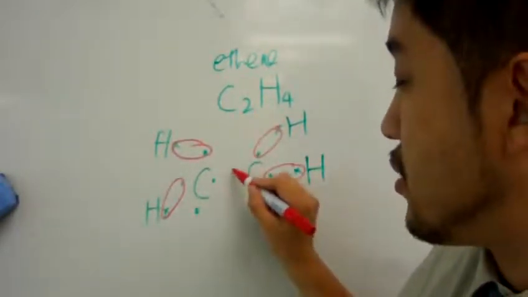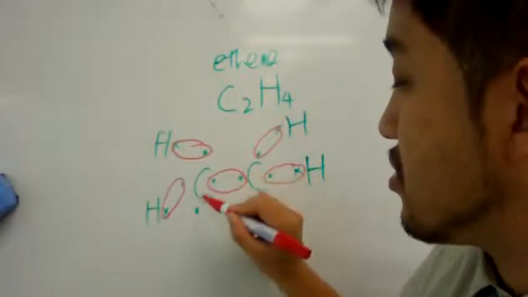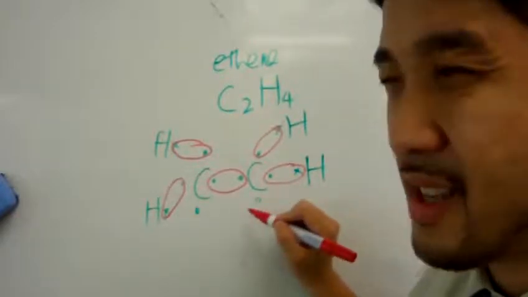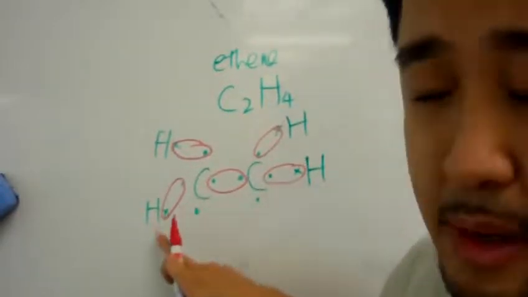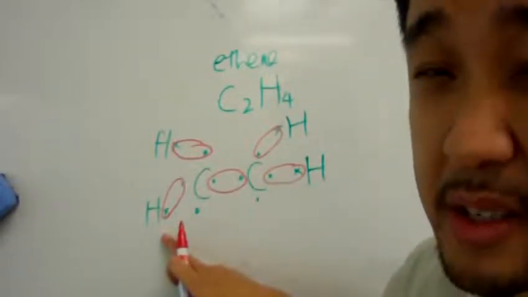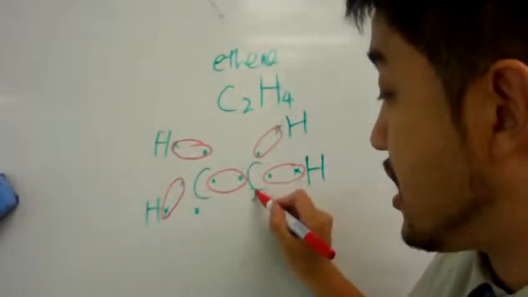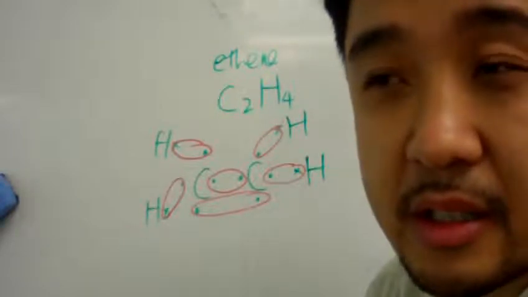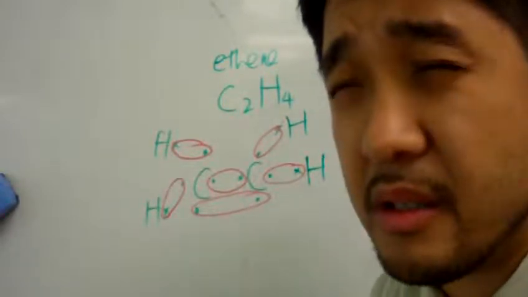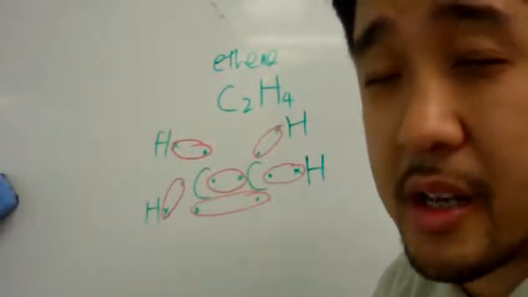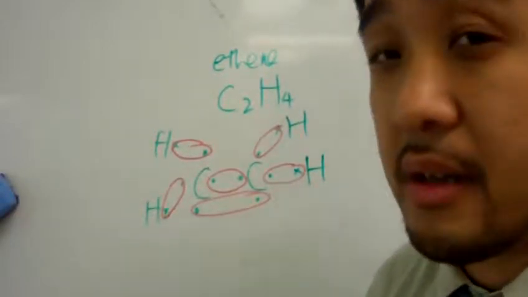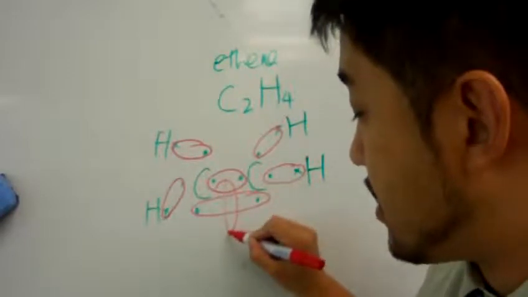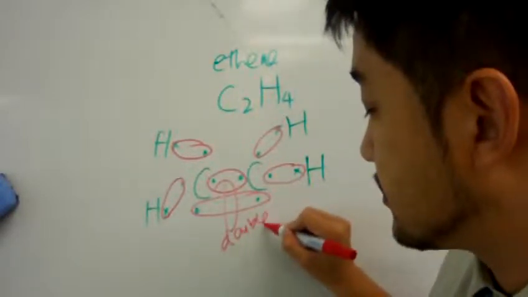So what we're left with is that these two electrons are going to form a bond, and you have these two pairs that need to do something. They can't bond with hydrogen anymore because the hydrogen is bonded with something else. So the carbon will have to form another bond with the other carbon atom. In that case, what we have here is a double bond.